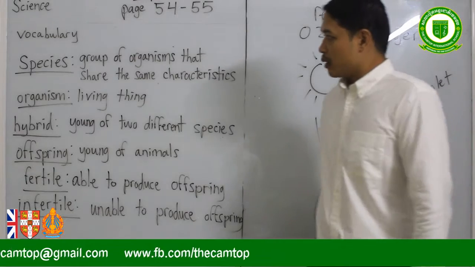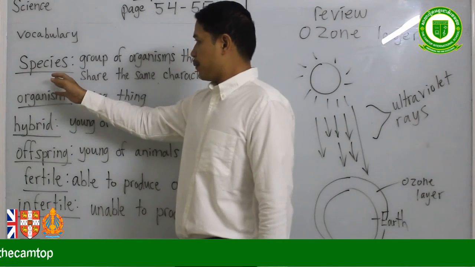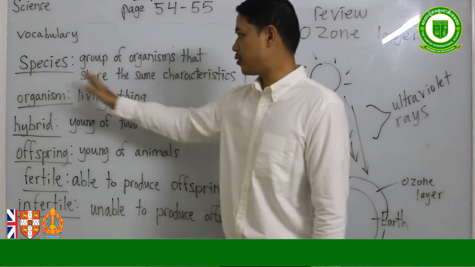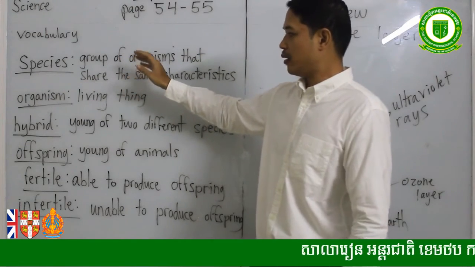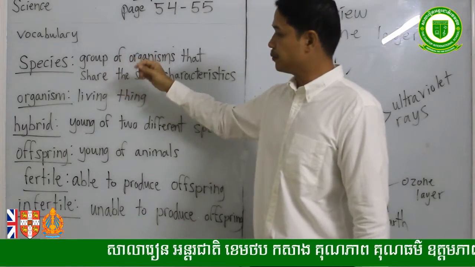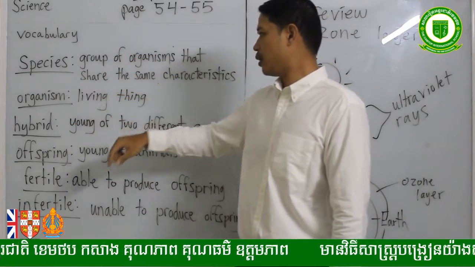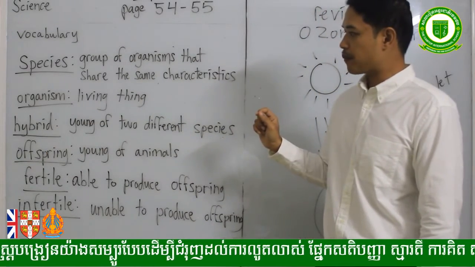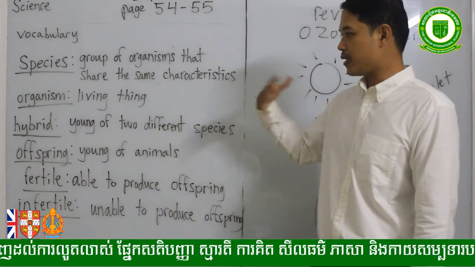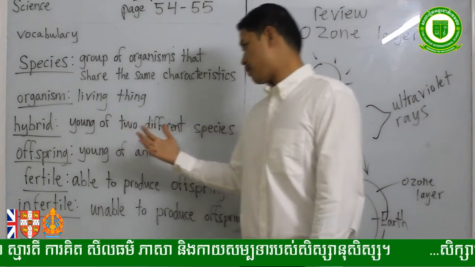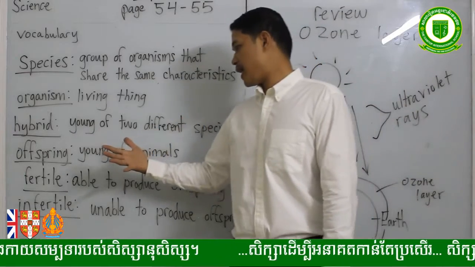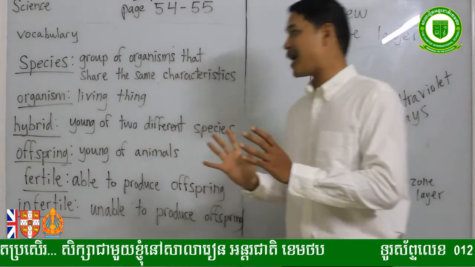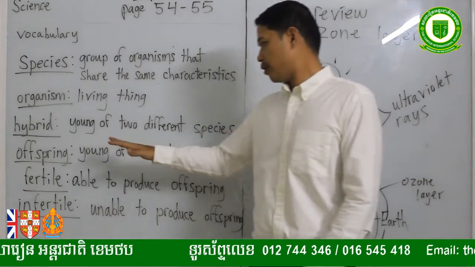When you have this animal and this animal, and they're two different species, they make a baby, a young. We call that animal a hybrid. An example would be a tiger and a lion. They breed and have young. That young, we will call a hybrid.